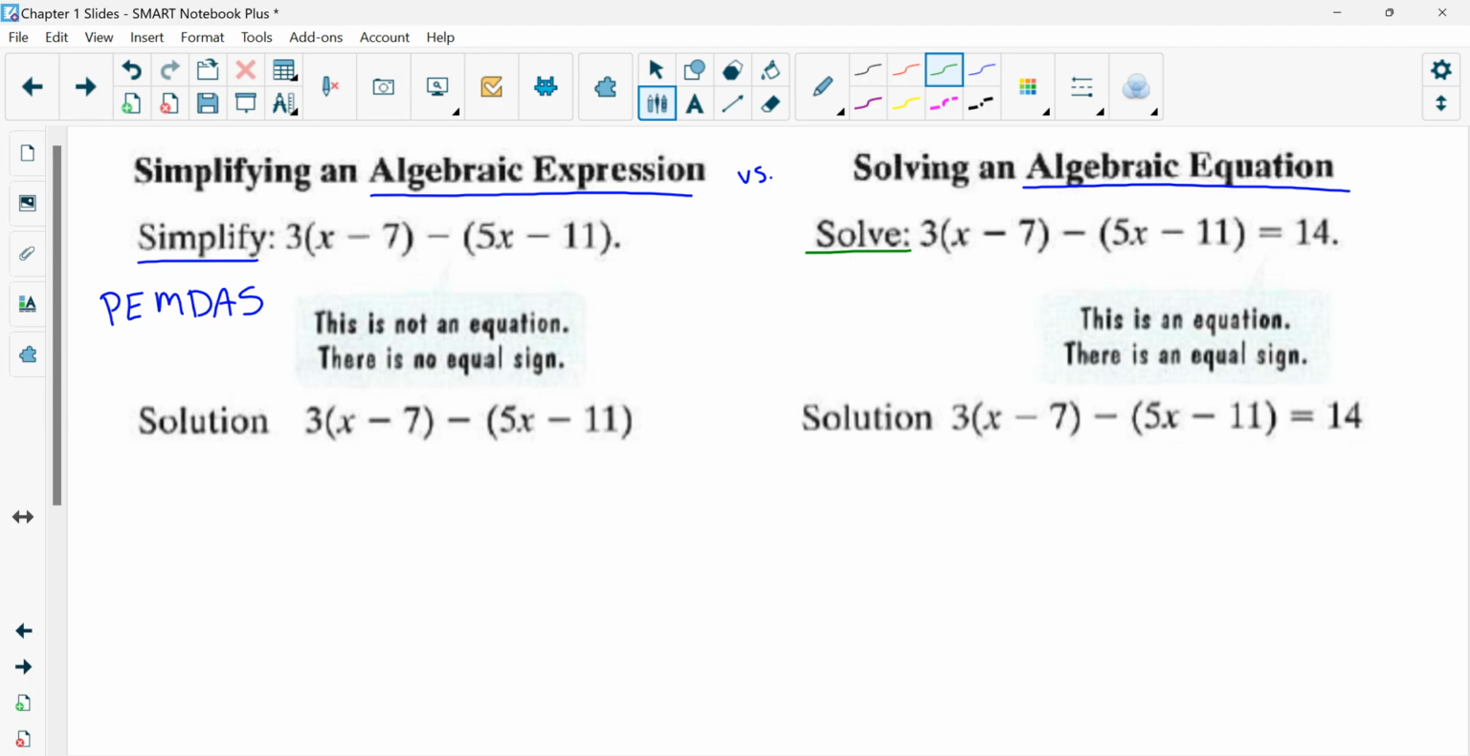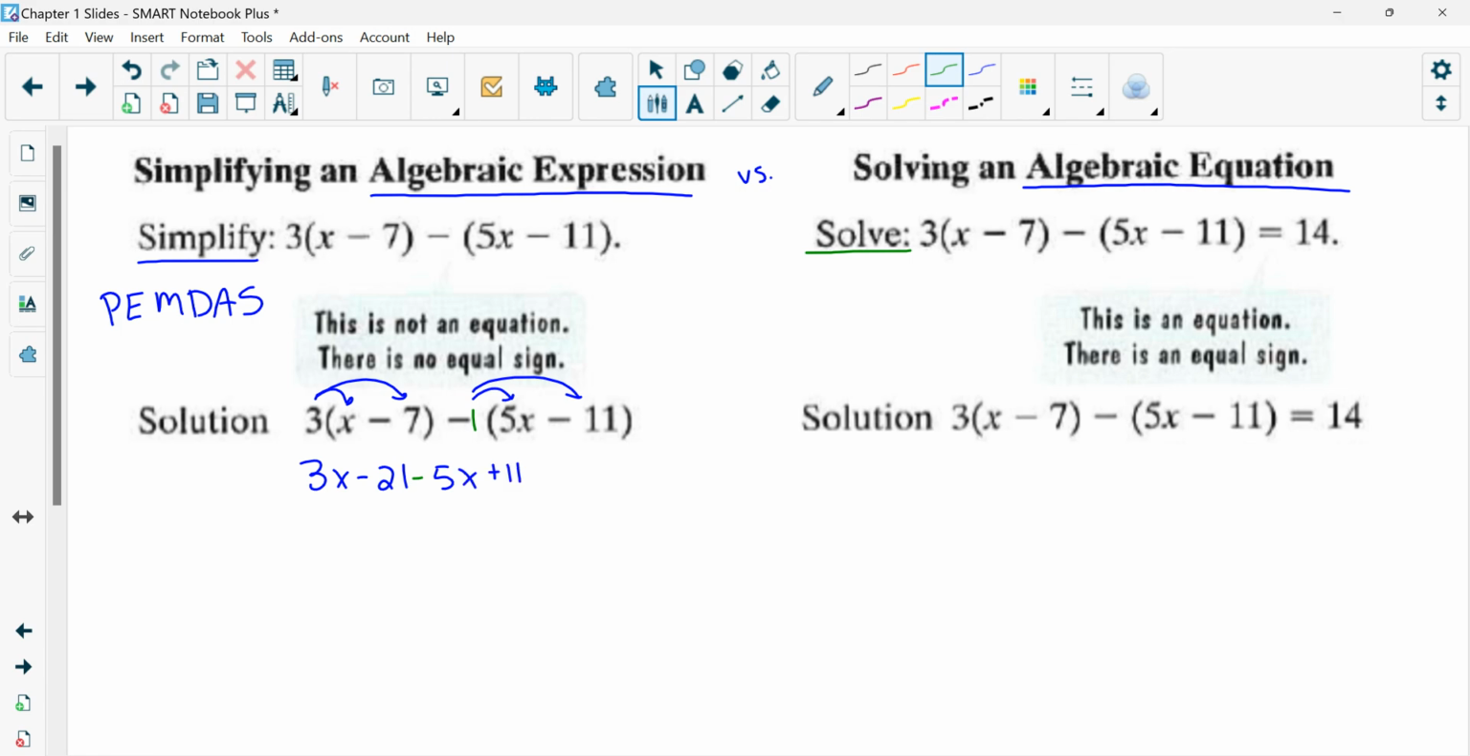So P is for parentheses. There is nothing inside the parentheses that we can do there. There's no exponents, so we would multiply first. So I distribute the 3 to the x and get 3x. 3 times 7 is negative 21. And then remember, this is really like a negative 1 times, so I have to distribute a negative 1 into my second set. So minus 5x plus 11.